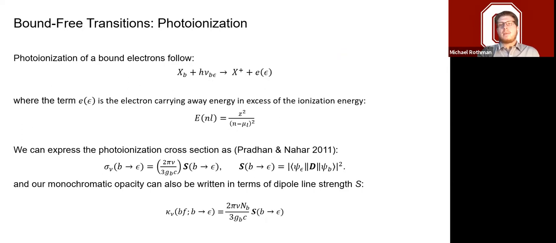Now, bound-free transitions, also called photoionization, occur when a photon with an energy equal to or greater than the ionization energy of the electron is absorbed. The electron is thus ionized and carries away the energy in excess of the ionization energy. As before, we define our photoionization cross-section and monochromatic capacities, where now the line strength is dependent on the initial bound state wave function and the free electron wave function at continuum energy epsilon.